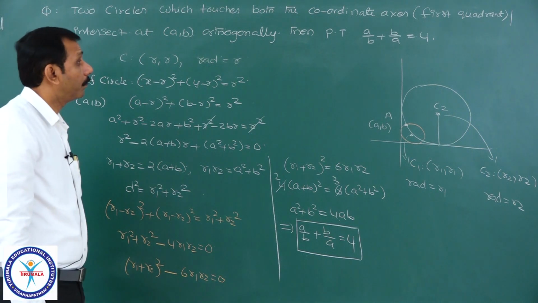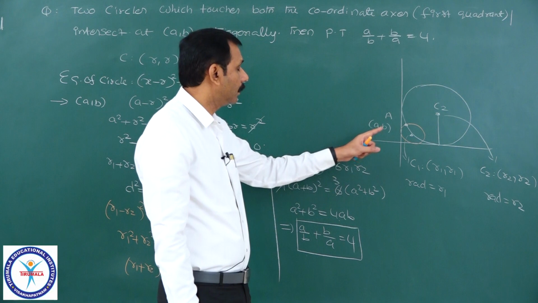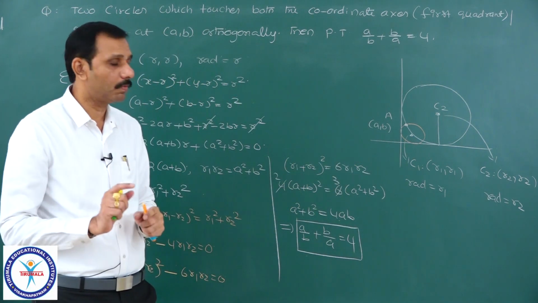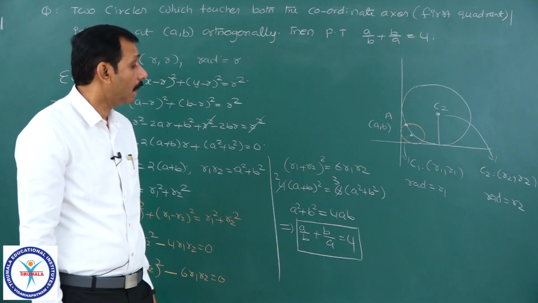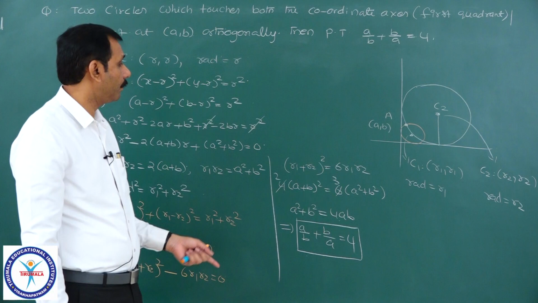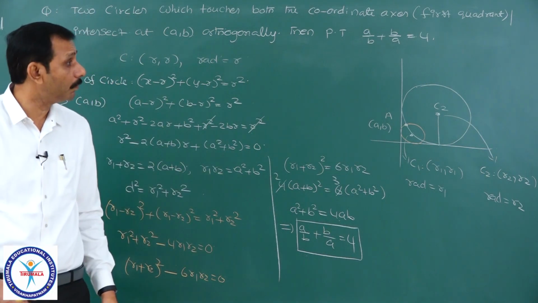Simple problem only, but important model. Concepts: because the circle touches both the coordinate axes, the center should be on y = x. And the orthogonality condition, d² = r1² + r2², we have used to get the required relation. Hope you understood. We will move to the next problem.